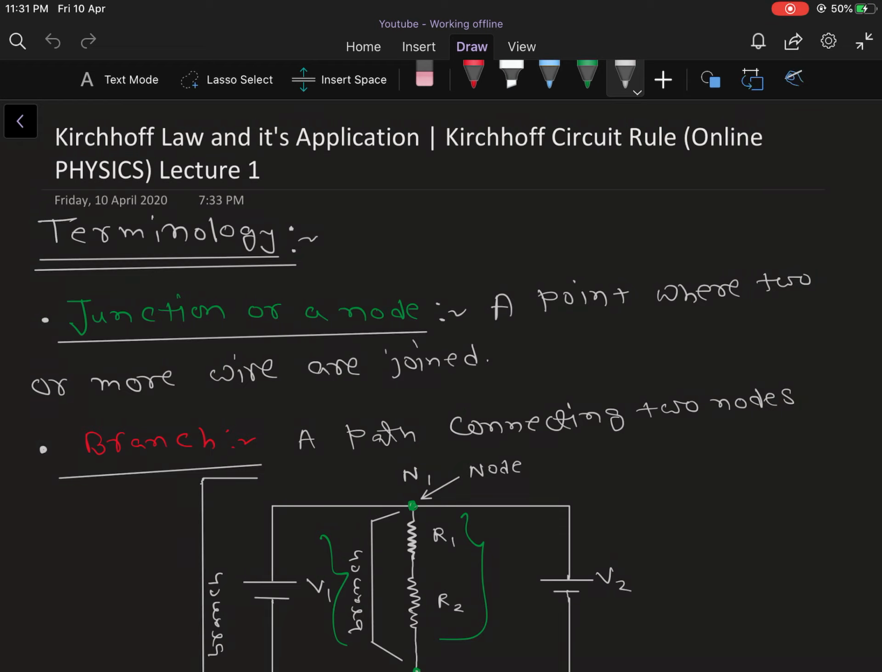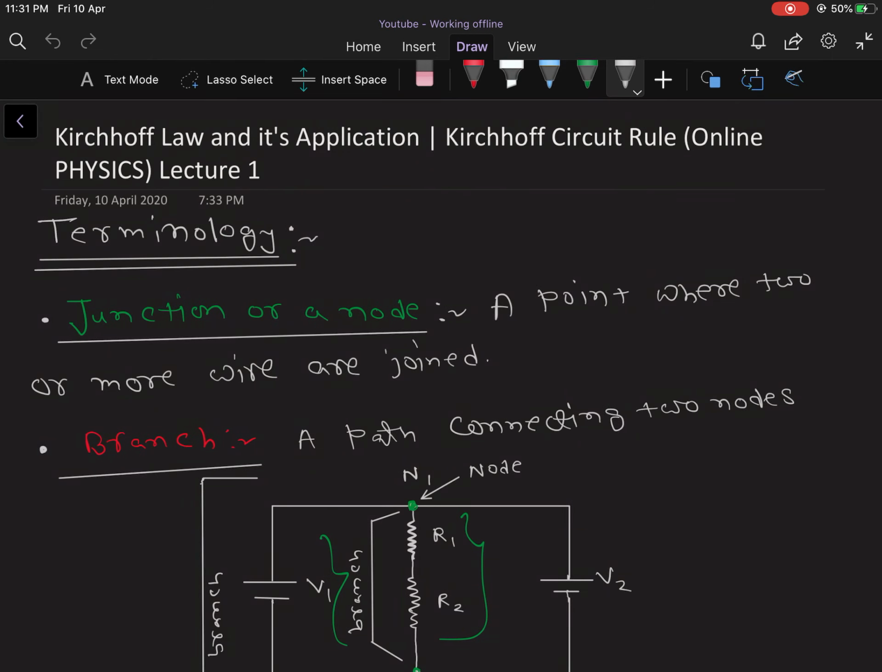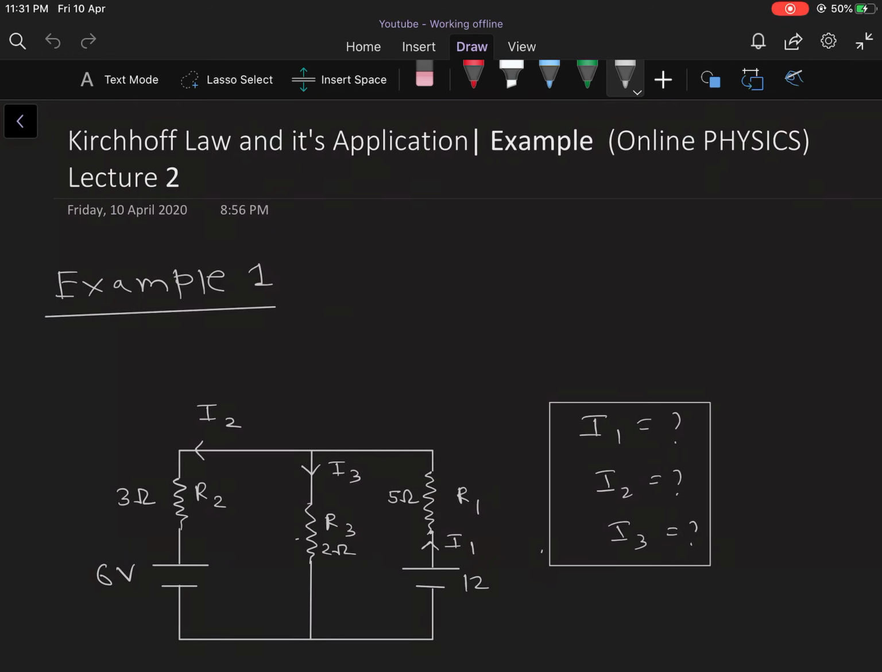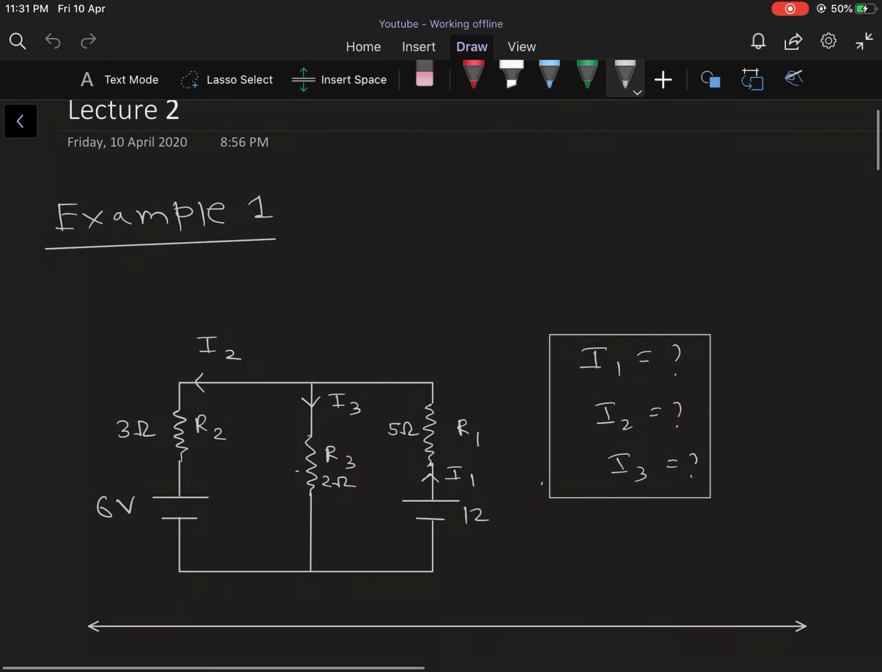Welcome guys. In this video we are going to see some examples of how to apply Kirchhoff's law in a circuit. In the previous video, the lecture 1, we learned all the laws and terminologies and how to apply them. In this video we are going to see some examples so that we can understand how to apply them in a problem. So this is lecture 2 of Kirchhoff's law and its application.